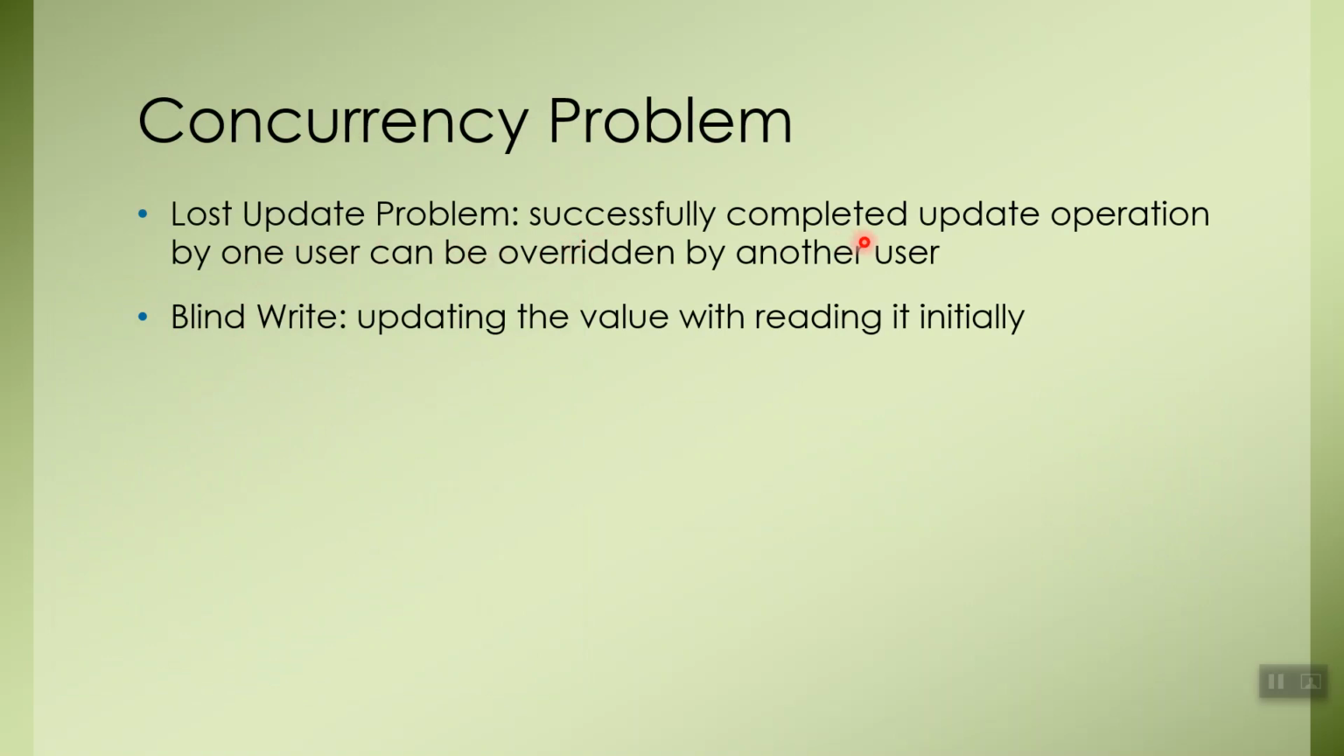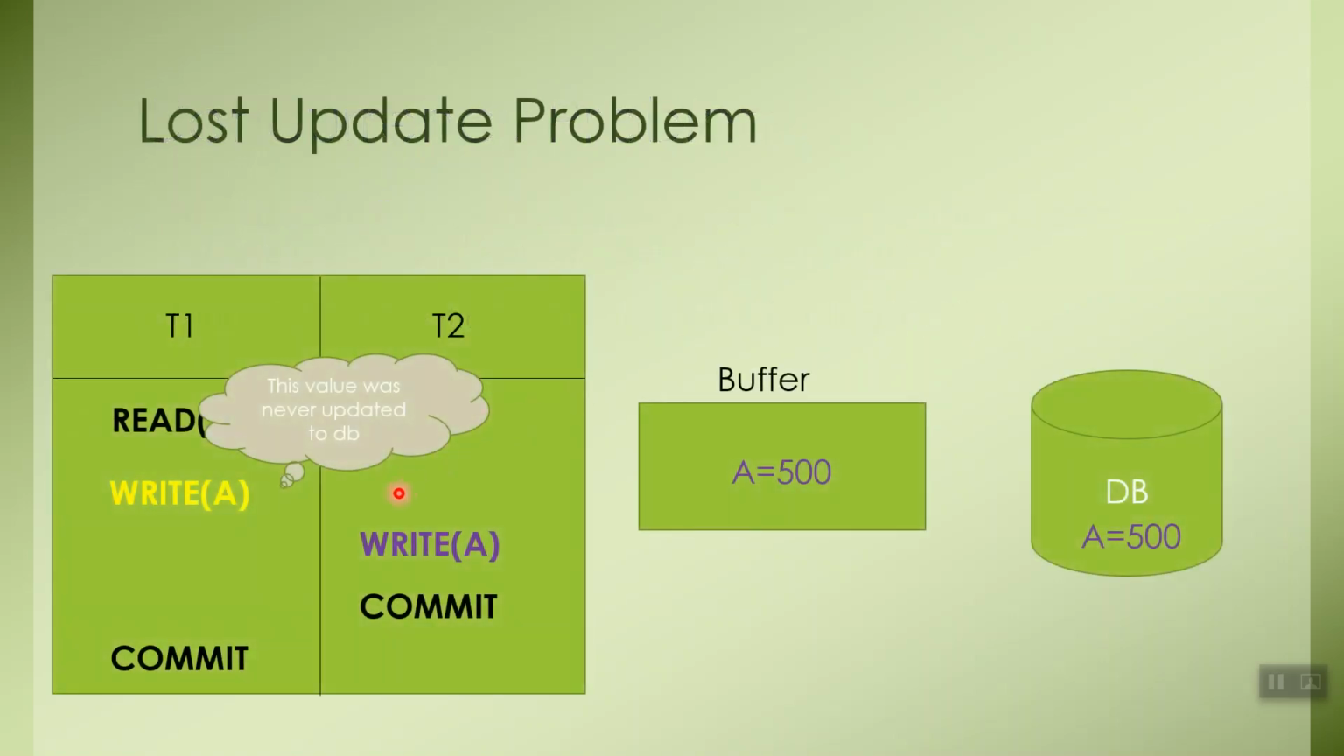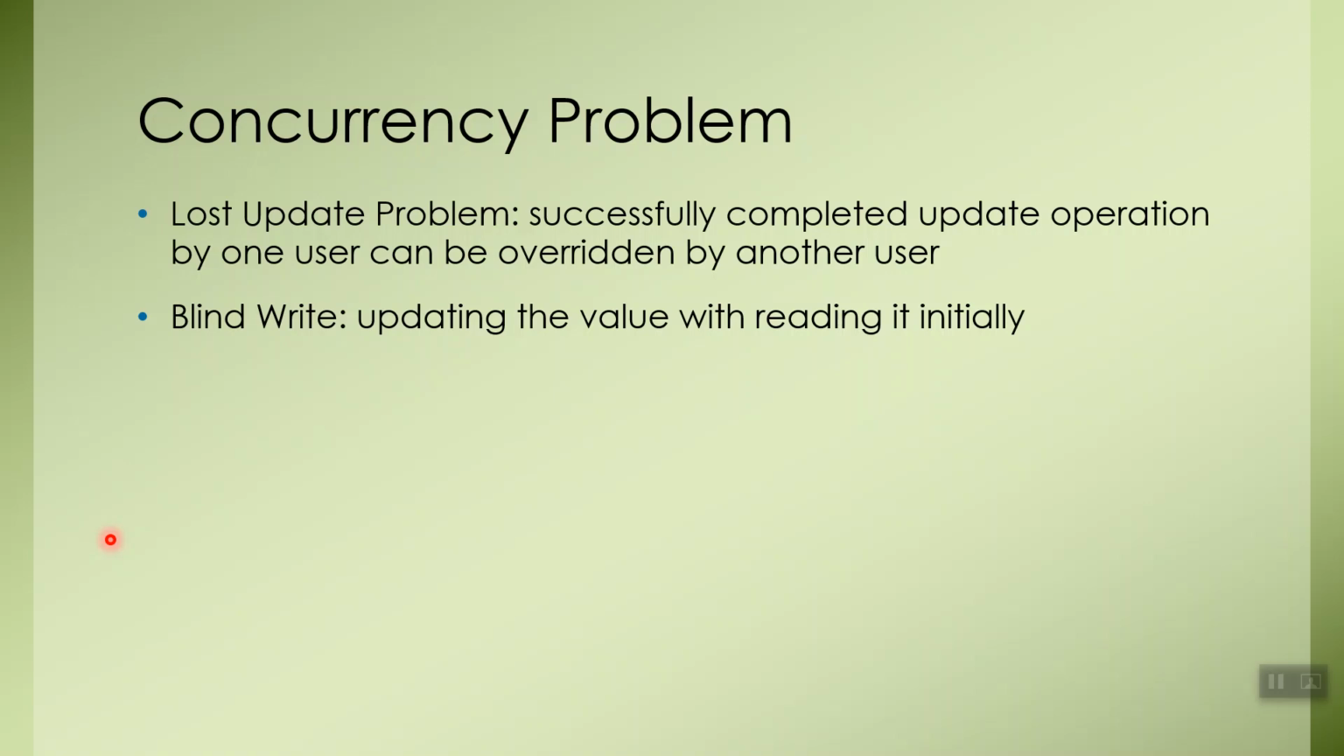Now to summarize, what is the lost update problem? A successfully completed update operation by one user can be overridden by another user. In this case, the value which was updated by T1 is overridden by the write A statement of the T2 transaction. Therefore this value has been lost, and that is called the lost update problem. Now what is a blind write? A blind write is updating the value without reading its initial value.